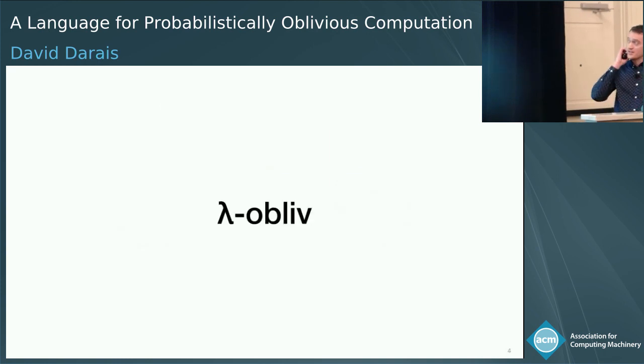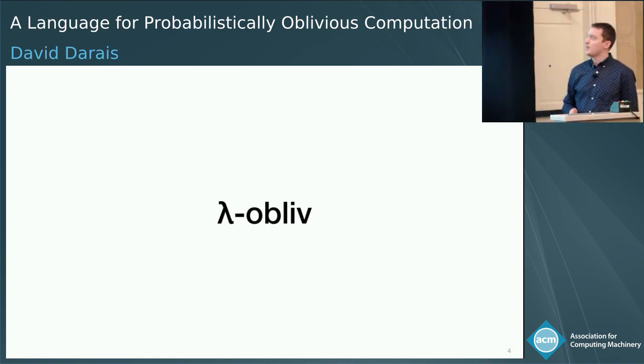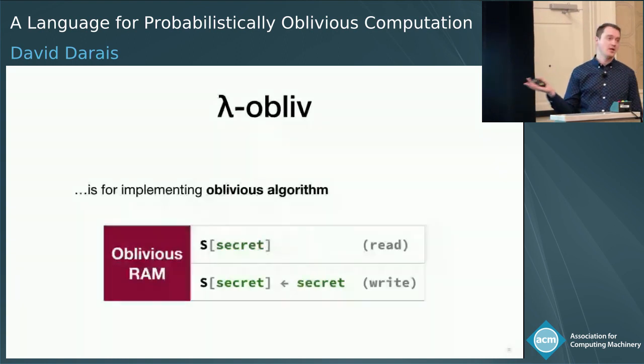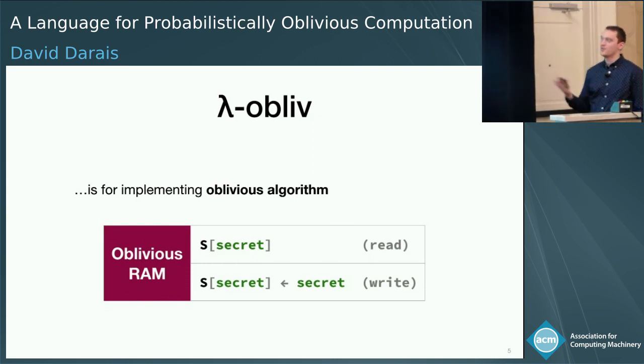Now, this talk isn't necessarily about ORAM specifically. It's about a new language we developed called Lambda Obliv. Lambda Obliv is designed to let you implement oblivious algorithms like ORAM. So using Lambda Obliv, you could implement this API that gives you this read and write access to storage where the indices can be secrets.